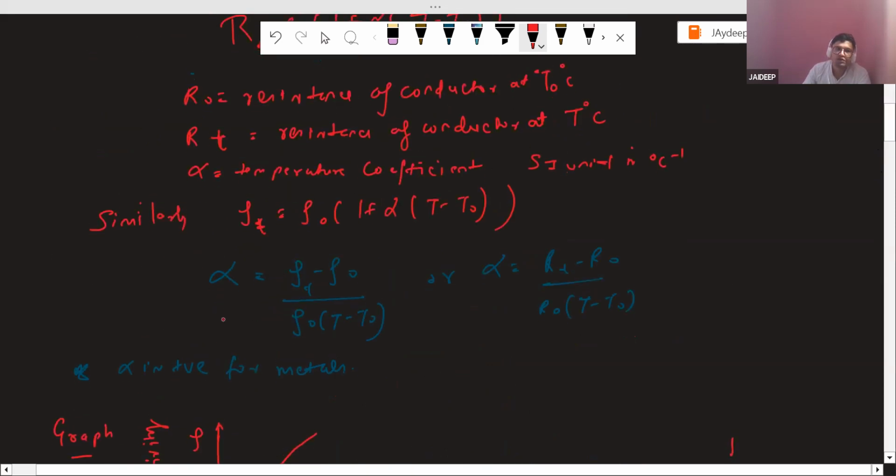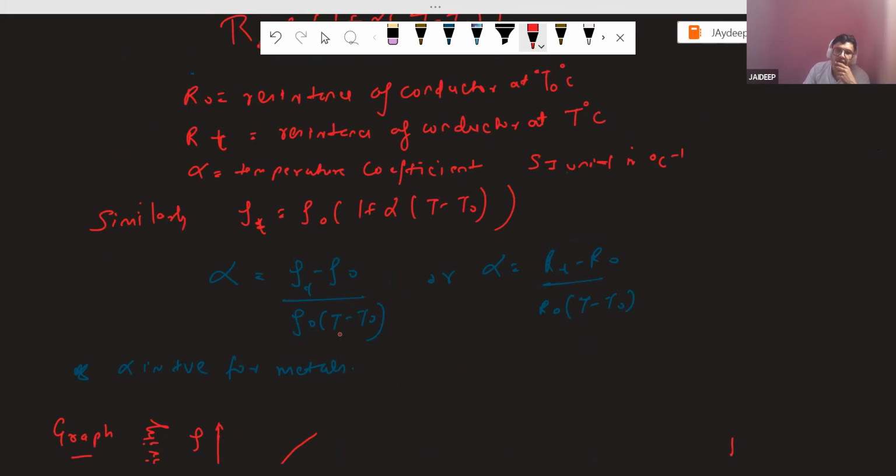Now this is also a formula: alpha equals (R_T minus R naught) over R naught (T minus T naught), or again alpha equals (R_T minus R naught) over R naught (T minus T naught). This formula you have to remember. Now just remember one thing. Alpha is positive for metals, because if we raise the temperature, the resistivity or the resistance increases. So R_T is greater than R naught. Hence, alpha will come out to be positive. So alpha is positive for metals.